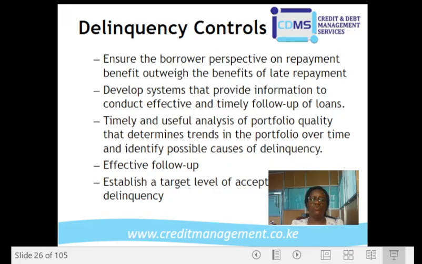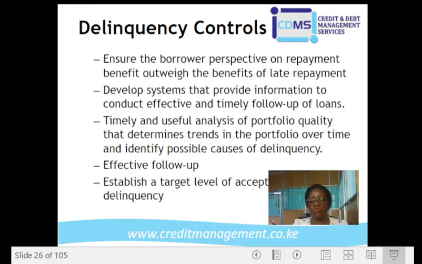The other one, you need to ensure that the borrower's perspective on the repayment benefit outweighs the benefit of a late payment. We have seen what customers perceive. When they pay us late, they perceive they will benefit. So make sure that the benefits of paying outweigh the benefits of late payment. The other one, you develop systems that provide information on time to conduct effective and timely follow-up of loans.